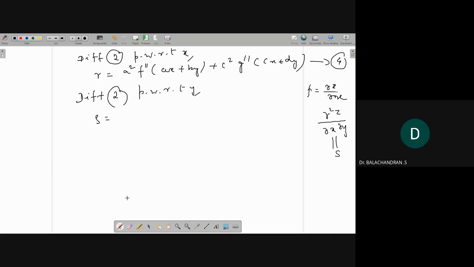Okay, so I'll write a little bit neatly. ab into f double dash of ax plus by plus g double dash of cx plus dy into cd. Okay, cx plus dy into cd. Yes, good. Thank you. This is equation number 5.